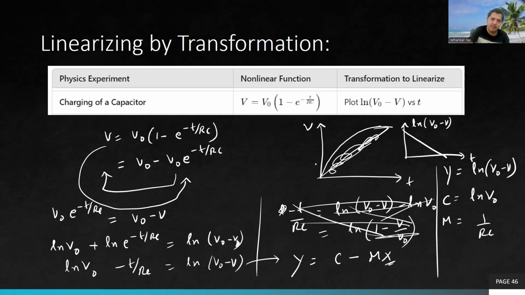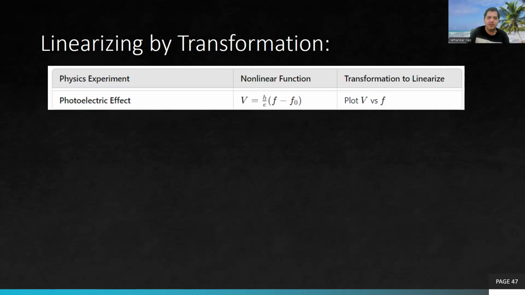Let me look for one more transformation. Photoelectric effect. Hope you have studied this so far. So V is equal to h by e into (f minus f0). What is f here? Frequency. What is f0? Threshold frequency. So what I will do is write this as h by e into f minus h by e into f0. See, f0 is a constant.